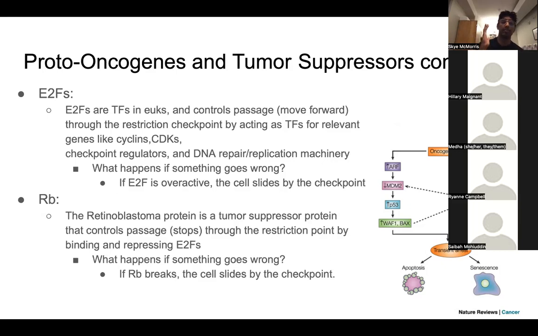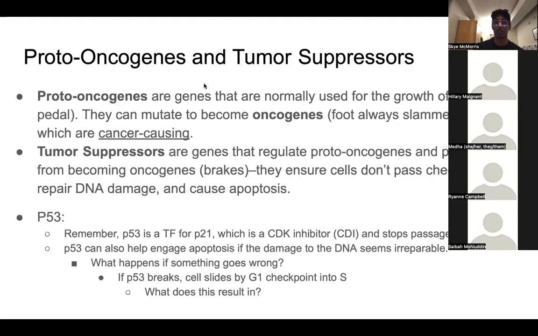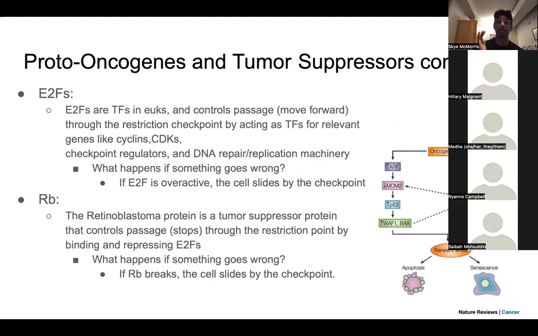So E2F is a proto-oncogene, because it is normally used for the growth of cells. It moves the cells forward through the restriction checkpoint from G1 to S phase, right? By acting as a transcription factor. So E2F is what turns on all the other genes that are used in replication. It goes around and wakes up the rest of the cell, and it's like, okay, it's time for replication.